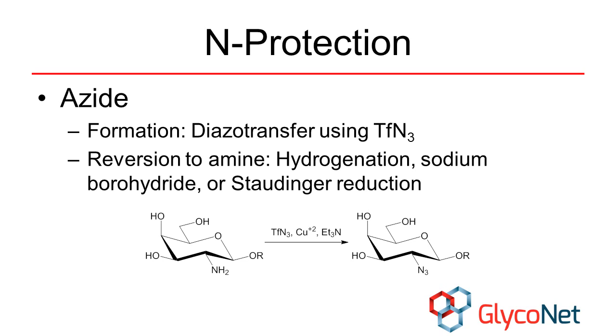Amines are converted into azides through diazotransfer, which is often copper catalyzed. Azides are easily reduced back into amines by hydrogenation, treatment with sodium borohydride, or Staudinger reduction.